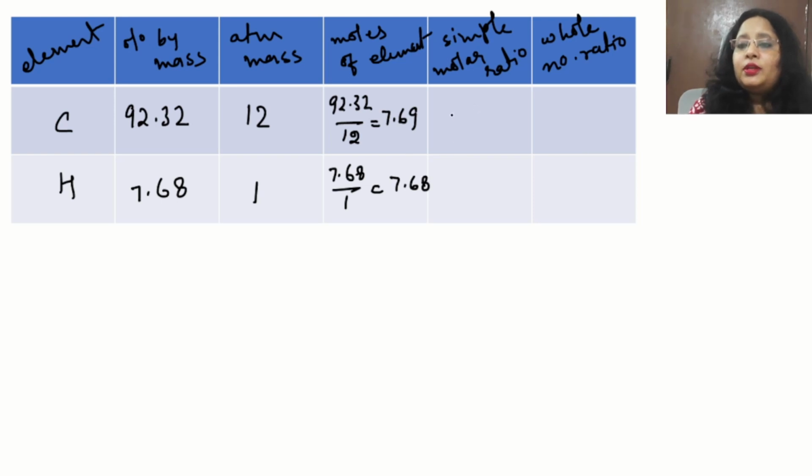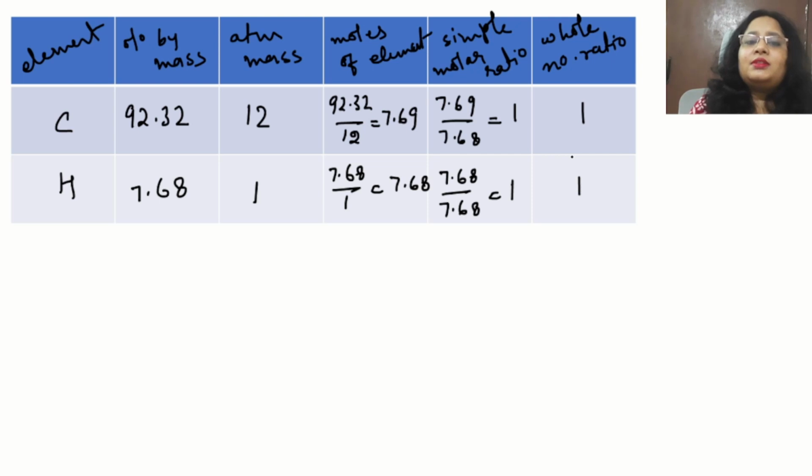Now simple molar ratio is the moles of an element divided by the least of the moles. So here least is 7.68. So now 7.69 divided by 7.68, that we get 1. Again 7.68 divided by 7.68, we will get answer 1. Whole number ratio is also the same, because the simple ratio is already whole number. When there are some decimal proportions in the simple molar ratio, then we will make it a whole number ratio. So now from here we will calculate the empirical formula.